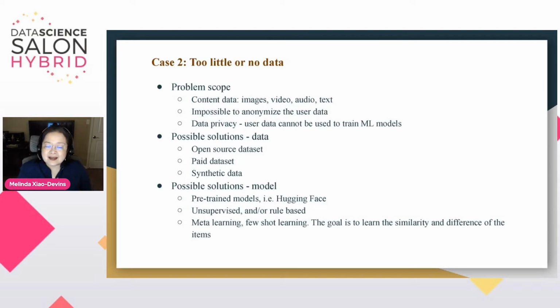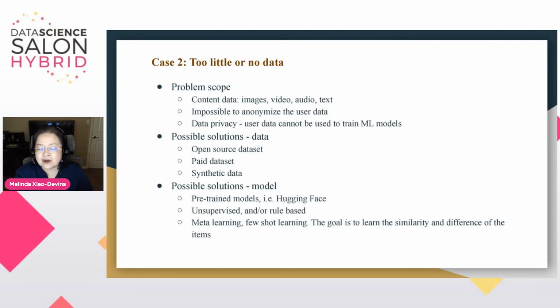Now, the second case is when we're dealing with too little data or no data. This is because, as a platform, the data content belongs to the user. The user owns the content of a communication, such as images, video, audio, or transcript. The platform does not have ownership of that user content, and the user may not give the platform permission to utilize that content for machine learning purposes.